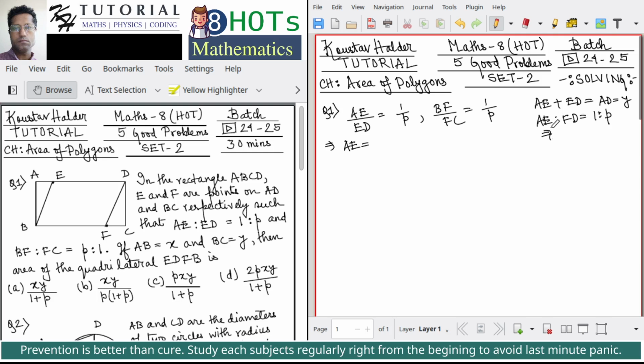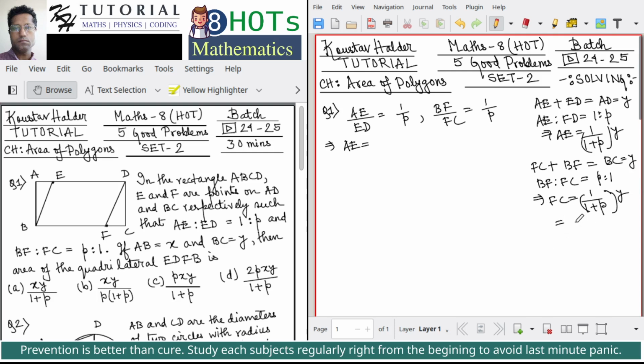this will imply that AE will be equal to, from the concept of ratio and proportion, 1 by 1 plus P multiplied by Y. Similarly, since FC plus BF is equal to BC, and it is given that BF is to FC is P is to 1, this will imply that FC will be equal to 1 by 1 plus P multiplied by BC, which is Y. So you can see that both AE and FC are equal to Y upon 1 plus P.